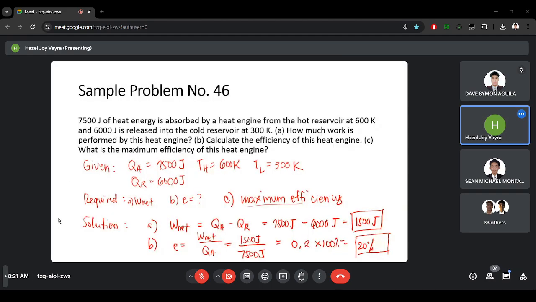Dito na lang sa taas. Ang ginamit ko po ma'am is yung 1 minus TL over TH times 100 po. Correct. 1 minus TL over TH times 100%. So this is 1 minus 300 over 600 times 100%, po. Then ang sagot po na nakuha ko ay 50%. Correct. So our maximum efficiency, class, is 50%. Clear?